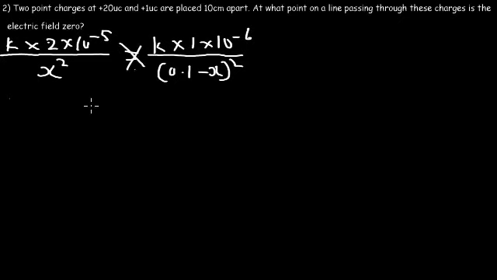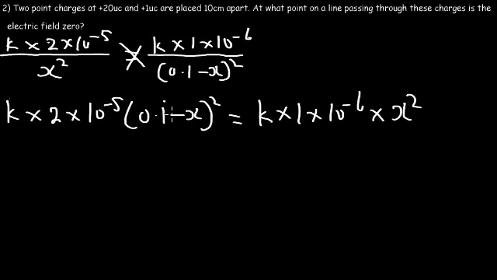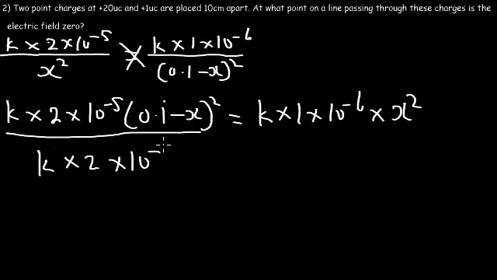So if I cross multiply, I can clearly see that k multiplied by 2 times 10 to the power of negative 5 will be multiplying (0.1 minus x) all squared. And this will clearly equal k multiplied by 1 multiplied by 10 to the power of negative 6 multiplied by x squared. So right now, I would like to have variables at one side and constants at another side, typically values. So I'm going to divide both sides with k times 2 times 10 to the power of negative 5.